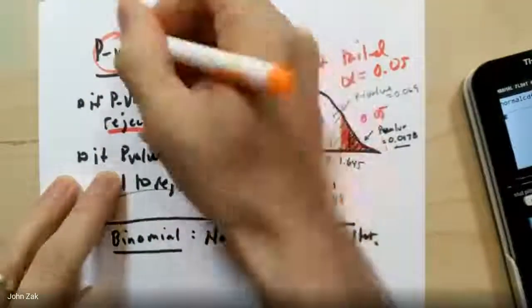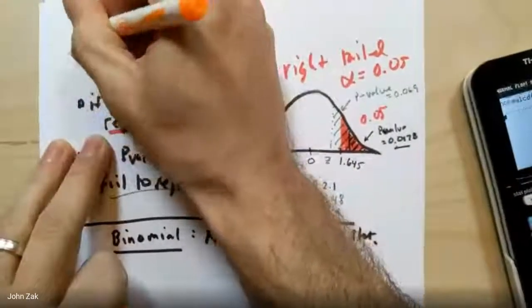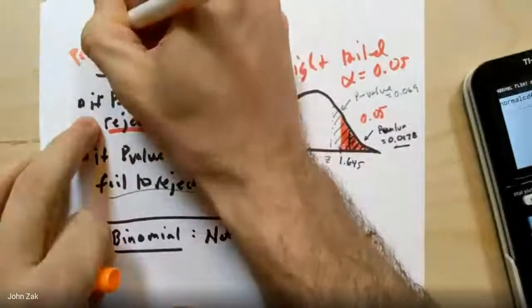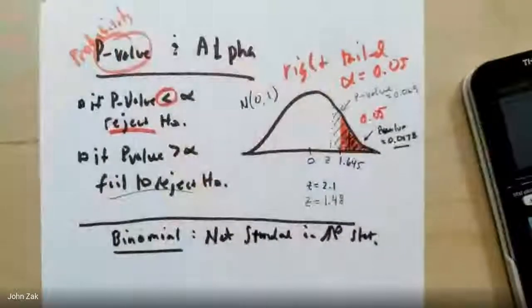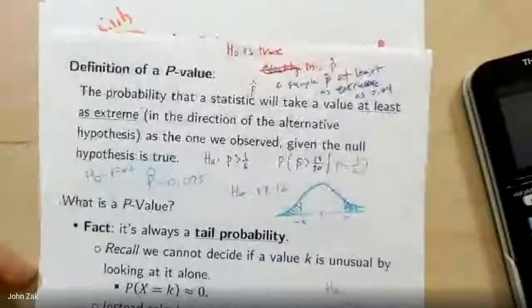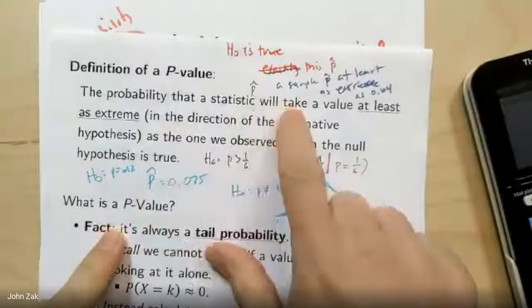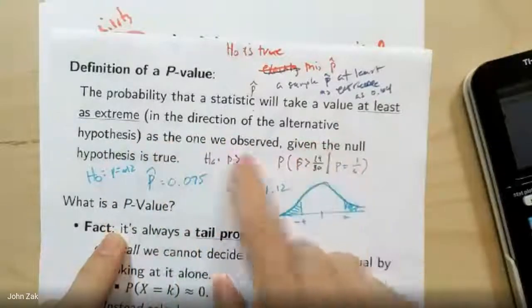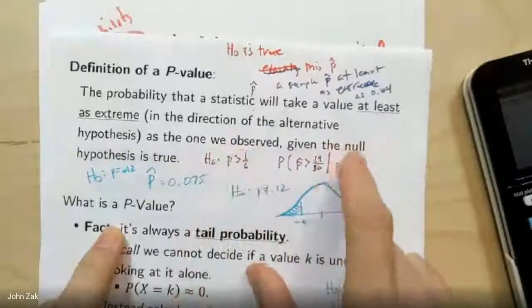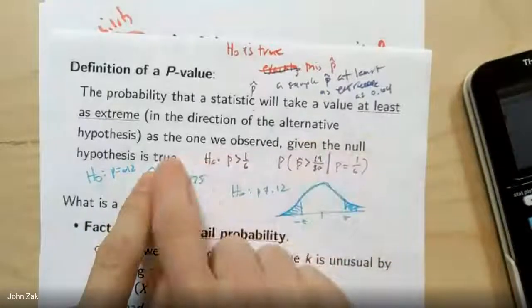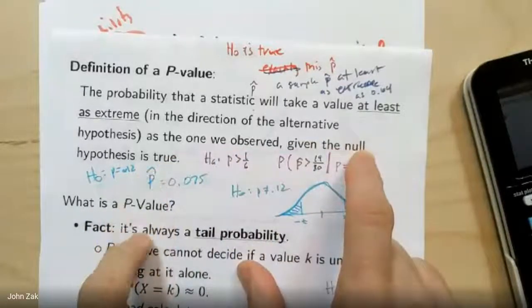A p-value is a probability. It's the probability of something happening. And what kind of probability is it? Let me take out my paper again. This is from a video. It's the probability that a statistic will take a value at least as extreme in the direction of the alternative hypothesis as the one we observed, given the null hypothesis is true. It's a conditional probability that assumes the null hypothesis is true, right?